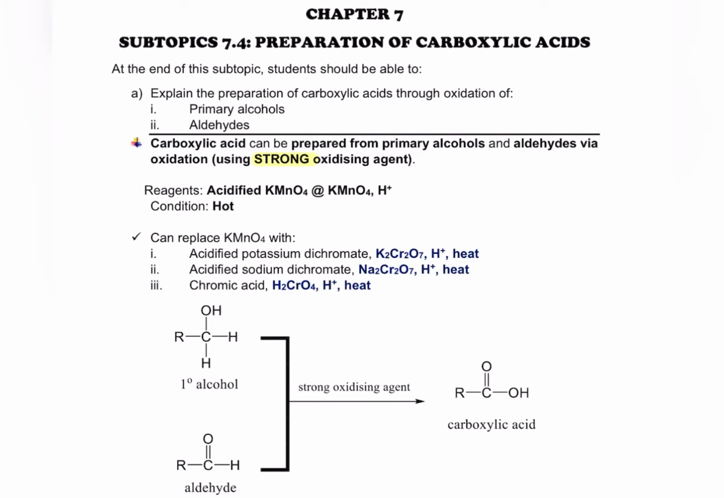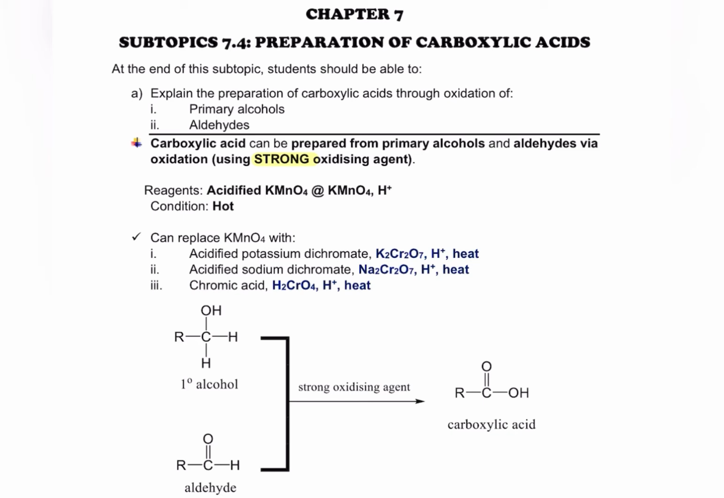Usually if I want to write down as a full sentence for reagents, I can write it down as acidified KMnO4 and the condition is hot. But if you want to write in terms of chemical formula, you can write as KMnO4, H+, and don't forget the condition is hot. So this is one of the strong oxidizing agents. You can also replace KMnO4 with acidified potassium dichromate or acidified sodium dichromate or chromic acid. So what you've learned in previous chapter, you can use in this chapter as well.